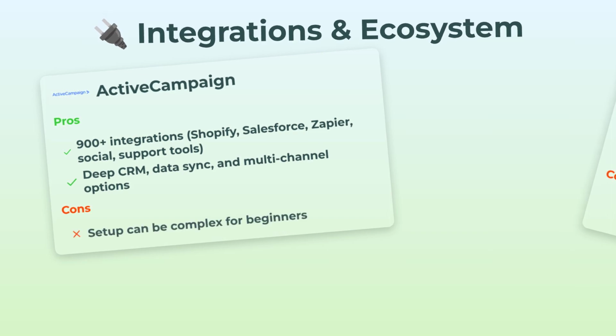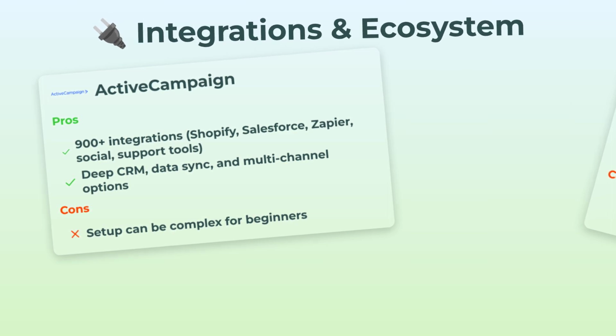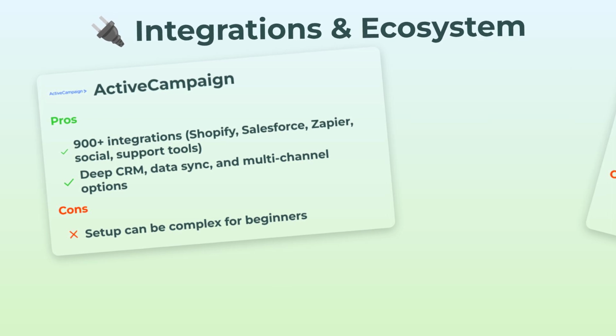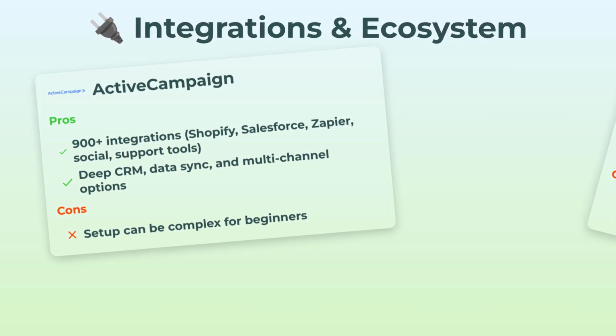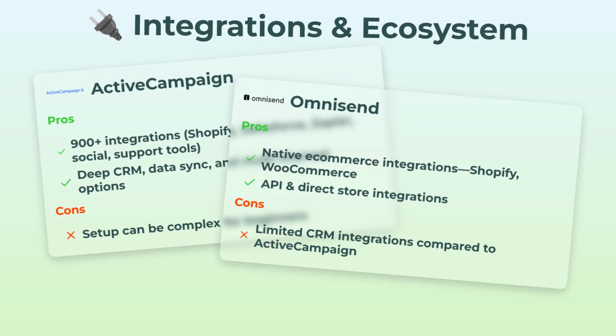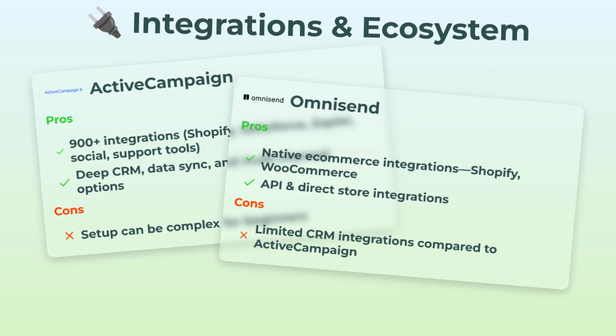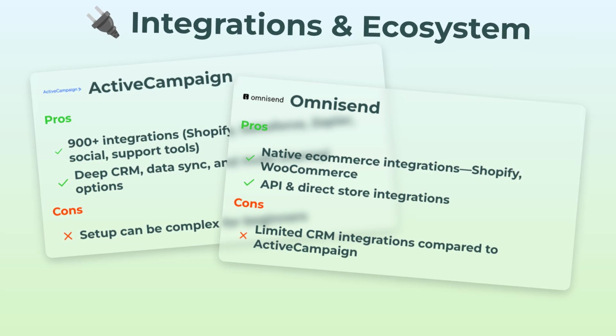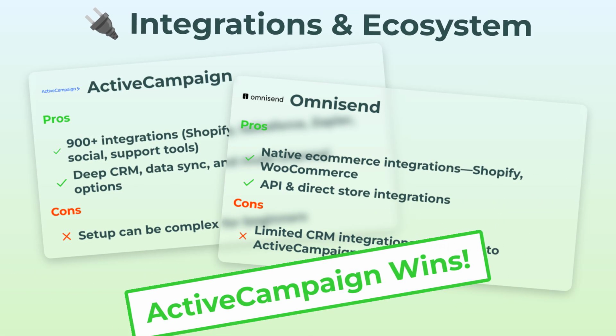ActiveCampaign is kind of insane here. 900 plus integrations. You've got Shopify, Salesforce, Zapier, social media, customer support, CRM, the whole circus. Their deep CRM and data syncs mean you can build whatever marketing ecosystem you want. Omnisend pares it back. Awesome direct store integrations, Shopify, WooCommerce, and an API, but not much in the way of CRM or outside tool options. It's really focused. So, for sheer ecosystem, ActiveCampaign is the clear winner.